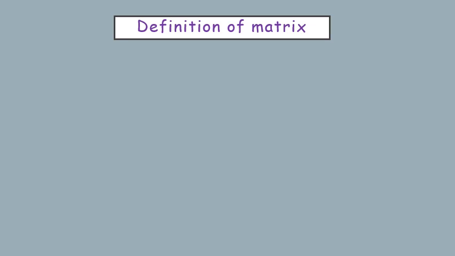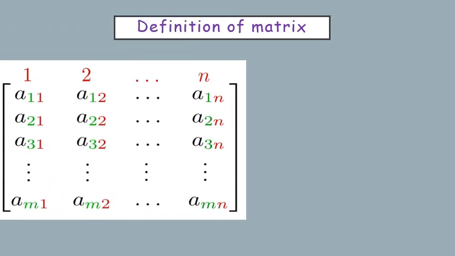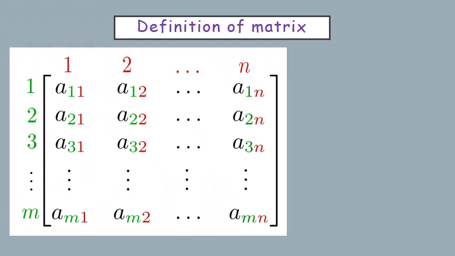A rectangular arrangement of mn numbers in m rows and n columns enclosed between square brackets is called a matrix of order m by n. Such arrangements are called a matrix. In this arrangement, these horizontal arrangements are called rows. This is first row. This is second row. This is third row. This is mth row. Elements on mth row are am1, am2, amn.